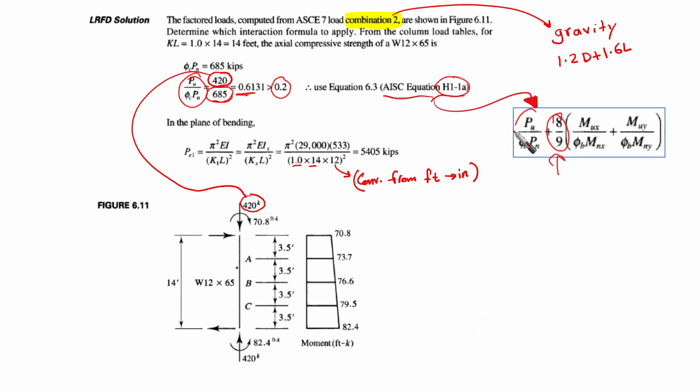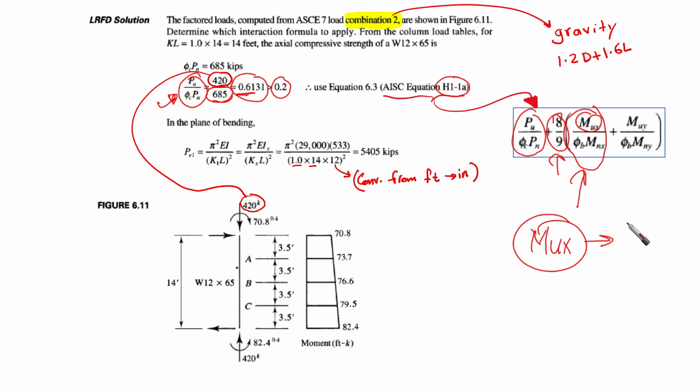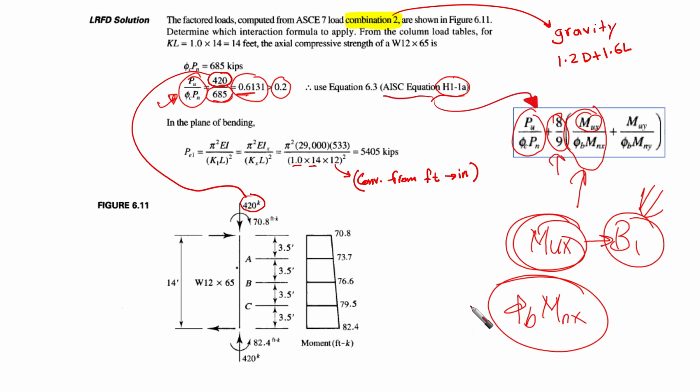First of all, we need this term. Already this term has been calculated. Now we want to go to the other terms, and this is the main important part for us for today. Mu x. Mu means the required moment strength in x direction, right? This means that we need to obtain it. This means that B1 is going to be used here for amplification, and at the same time we want phi b Mnx, which is the flexure strength of the moment.